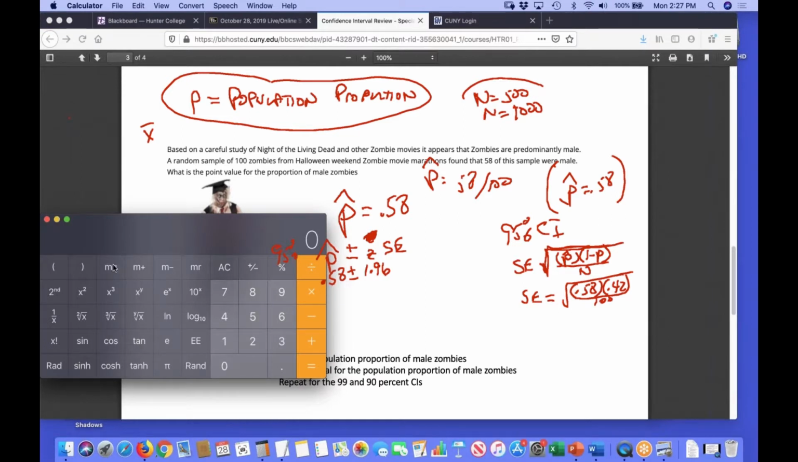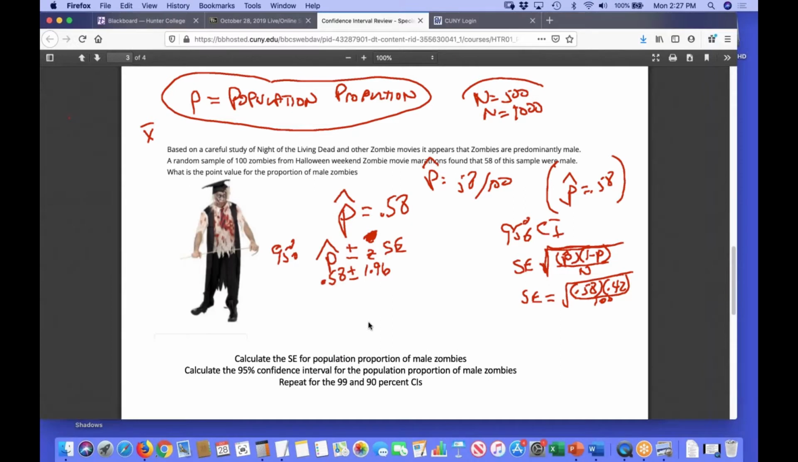Okay, so I'm going to clear out my memory, and I'm going to say 0.58 times 0.42 is equal to 0.24 divided by 100. Oh, oops, I'm going to have to do this again. 0.58 times 0.42 divided by 100 is equal to this, and I'm going to find the square root of that. That's equal to 0.0549. Okay, I'm going to write that down.